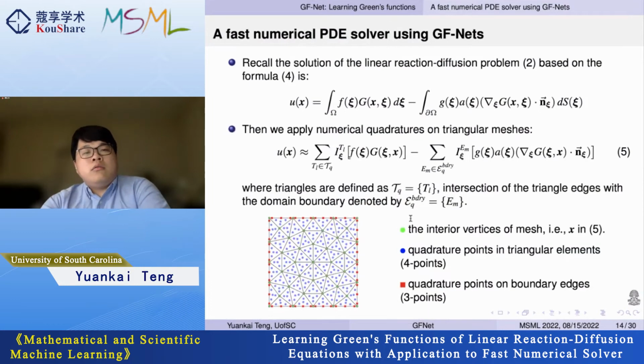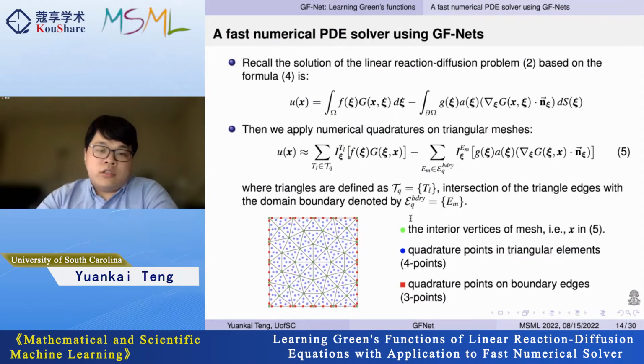And then I would like to introduce the fast numerical PDE solver using our GFNets. So recall that the solution of the linear reaction diffusion problem in equation 2 can be solved based on formula 4, which is the integral part of that. So here, if we can get the Green's function G, with different source term F and different boundary condition G, we can evaluate the different solution U by numerical quadrature on the triangular meshes.